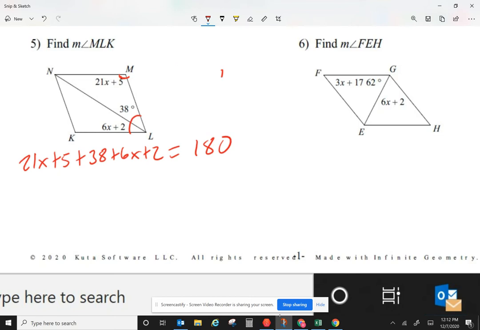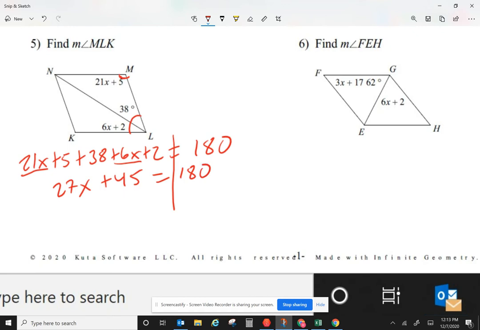All right, now looking at this, let me separate my sides through the equal sign. Let me make my left side a little bit smaller. Let me condense things over. 21 plus 6, I'm going to combine like terms. 21 plus 6 is 27, so that gives me 27x. 5 plus 38 plus 2, that's 45. So plus 45 equals 180.